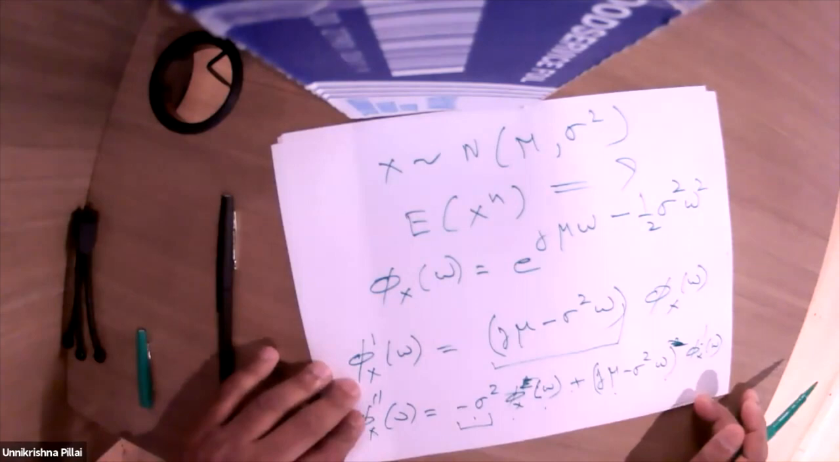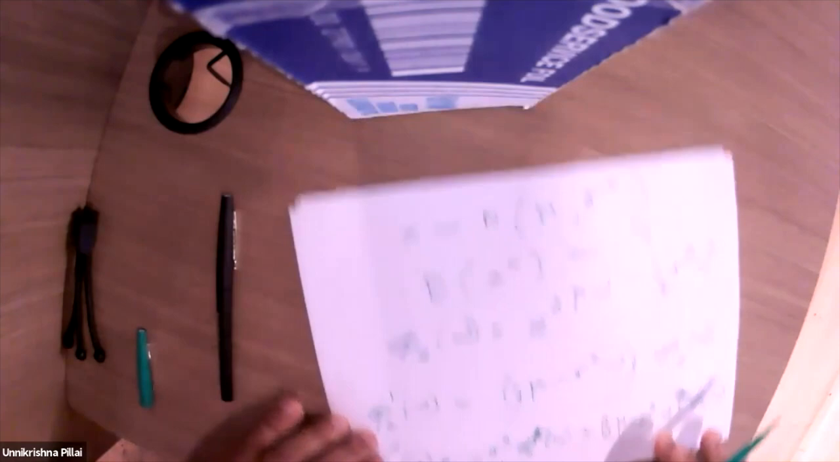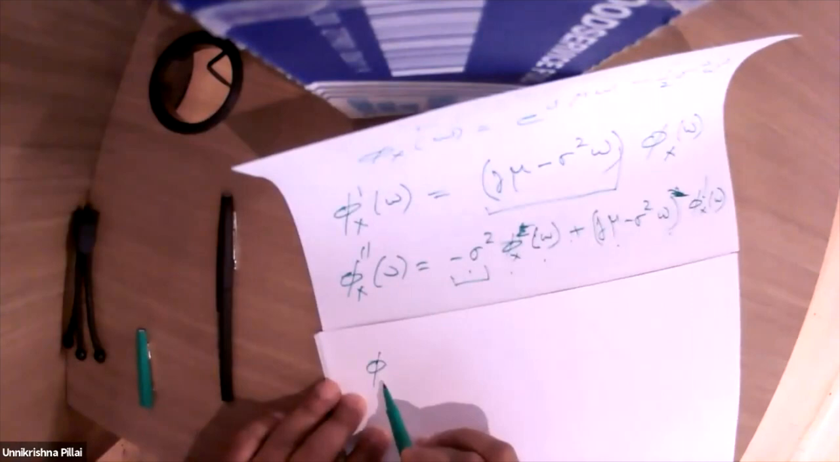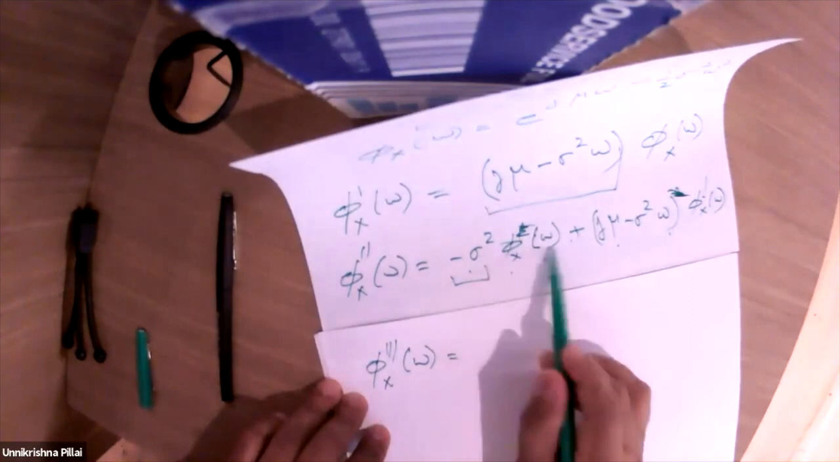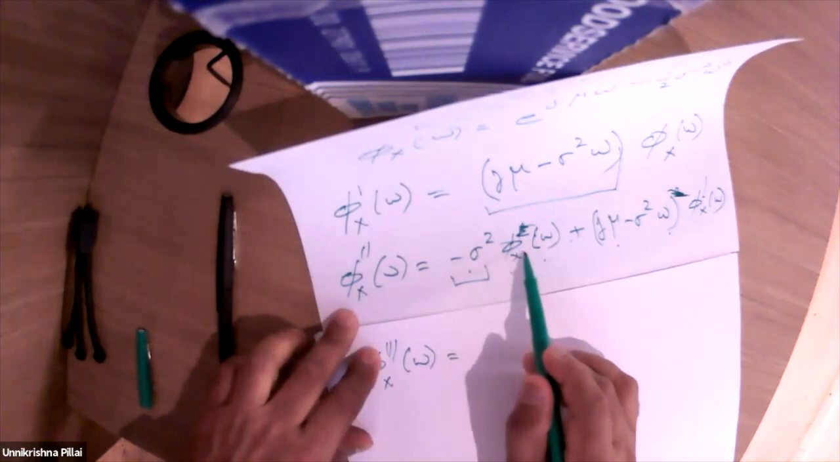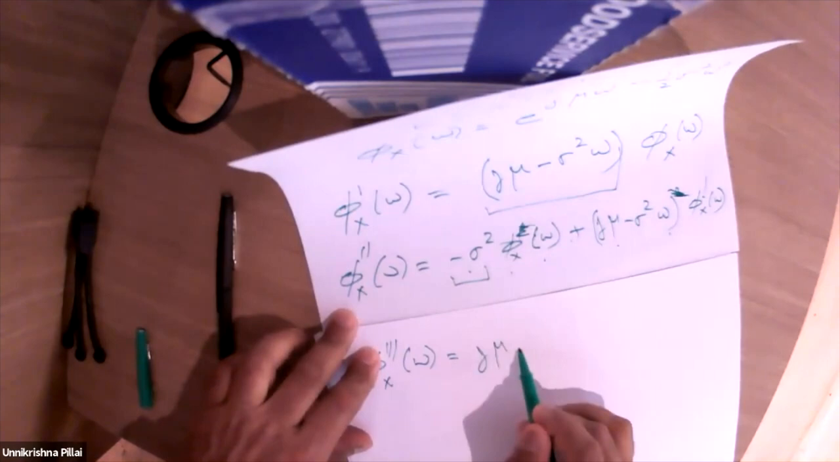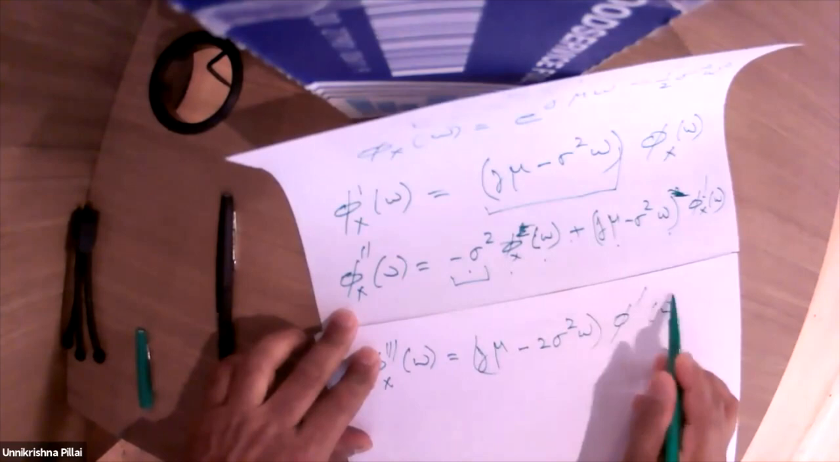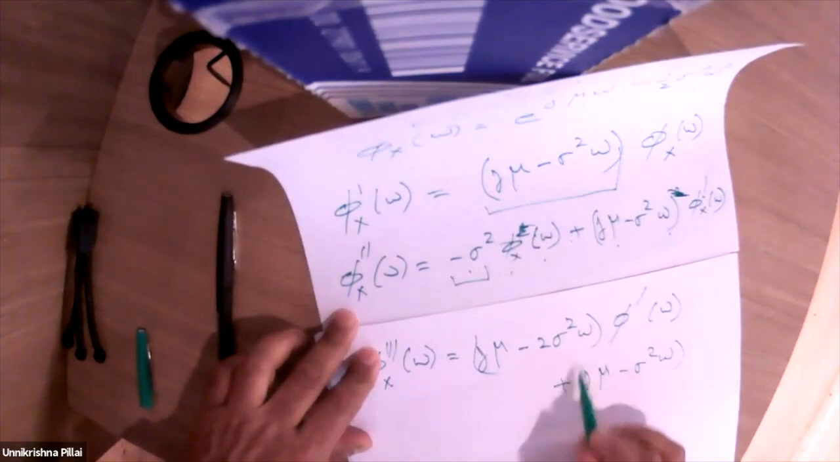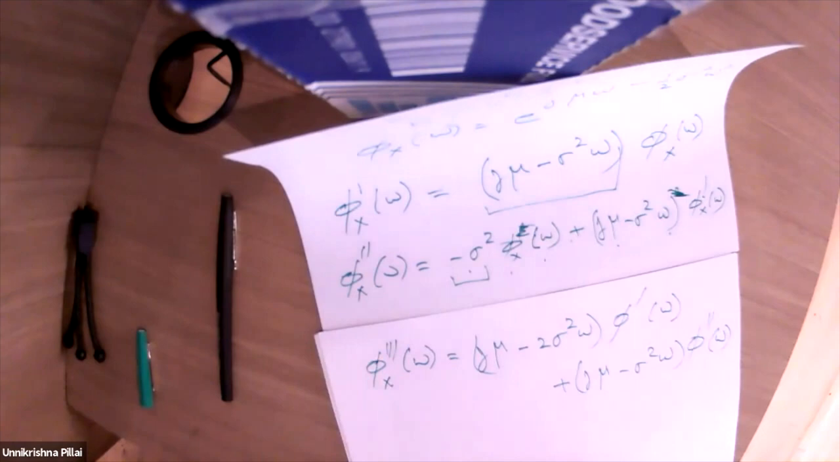I thought something should be different, okay, so let's do one more time. If I do this again, maybe you'll see it here. What do you get? The derivative of this is minus sigma squared phi prime, right? So I'm going to add it here. This becomes j mu minus 2 sigma squared omega phi prime omega, the first term. And the next term is plus j omega minus sigma squared omega phi double prime. Yes, this is true or false?